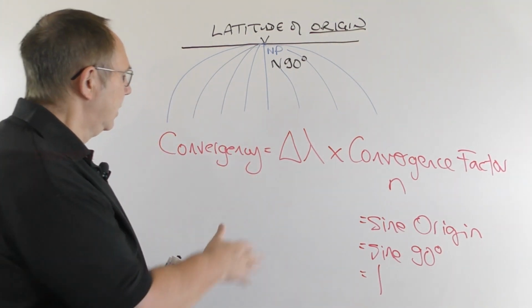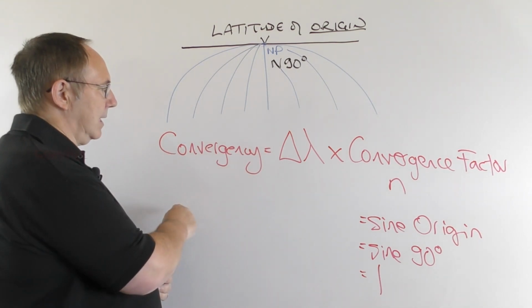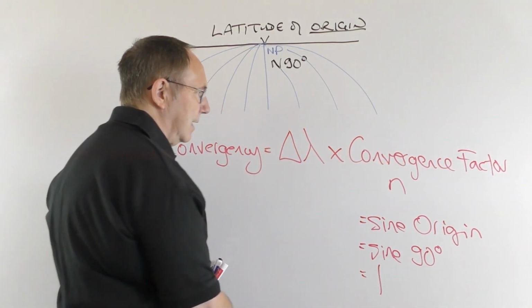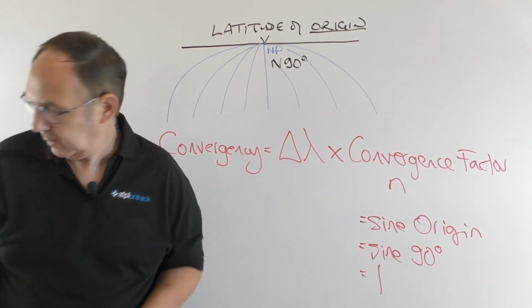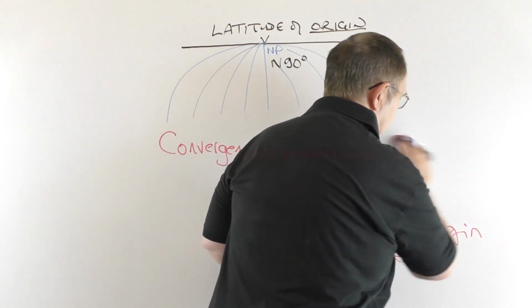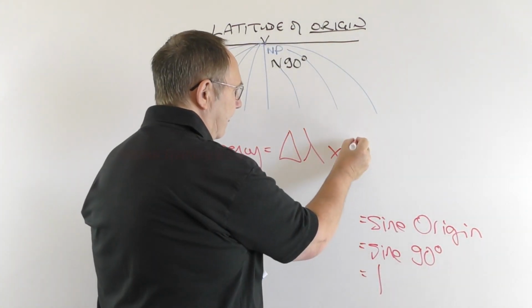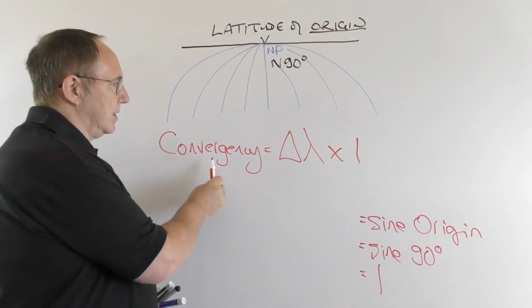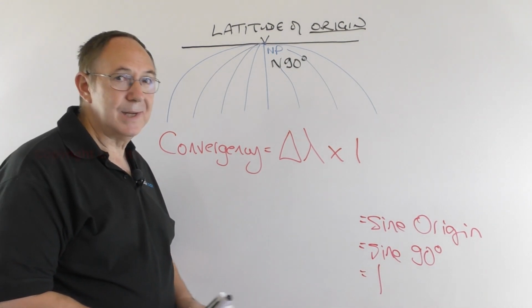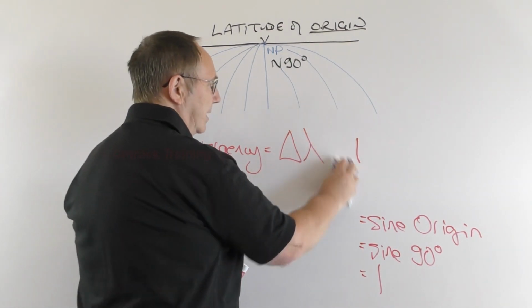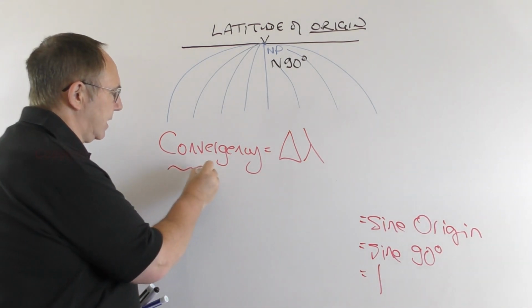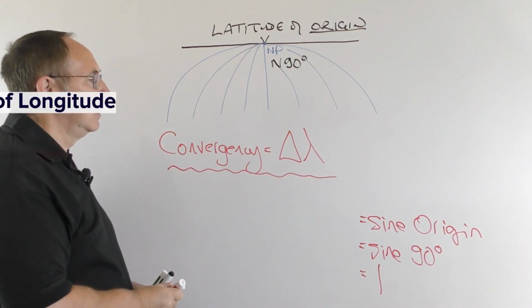So therefore, the convergency formula is going to state convergency is equal to change of longitude multiplied by convergence factor, which is equal to 1. So if I take that out and move that up there, now we say convergency is equal to change of longitude times 1. Any number multiplied by 1 is equal to itself. So therefore, we can delete multiply by 1 out of it altogether, and convergency on a polar stereographic chart is simply change of longitude.